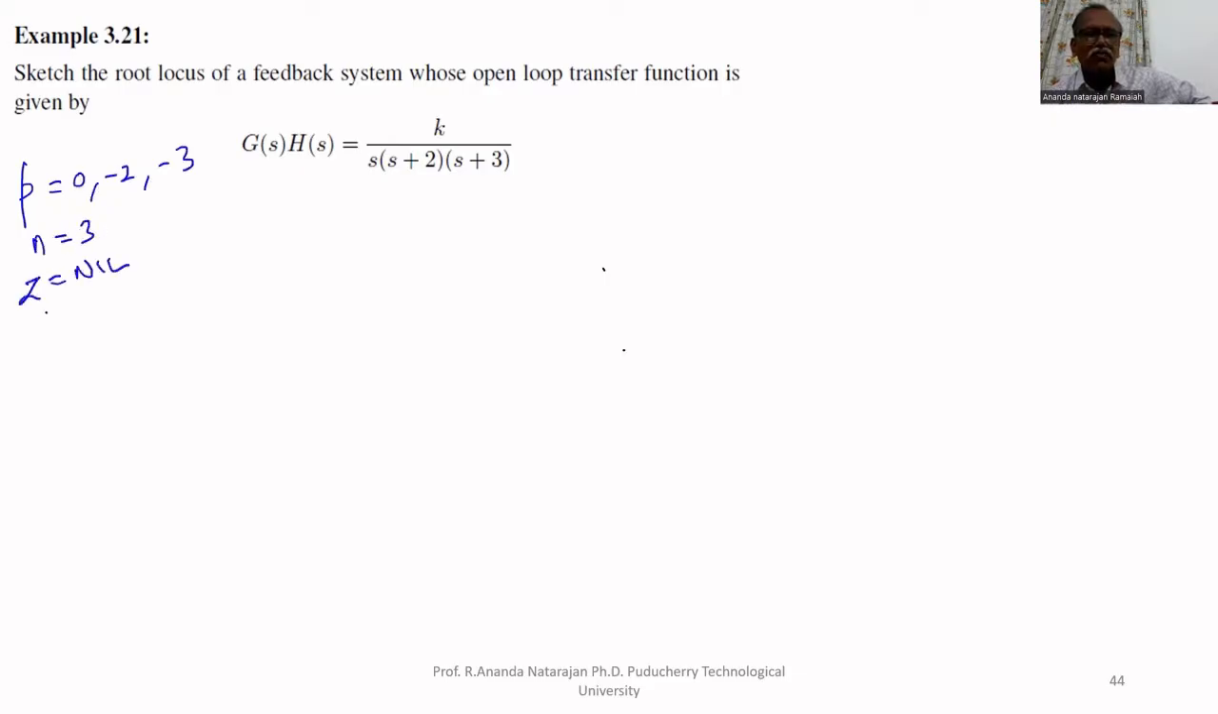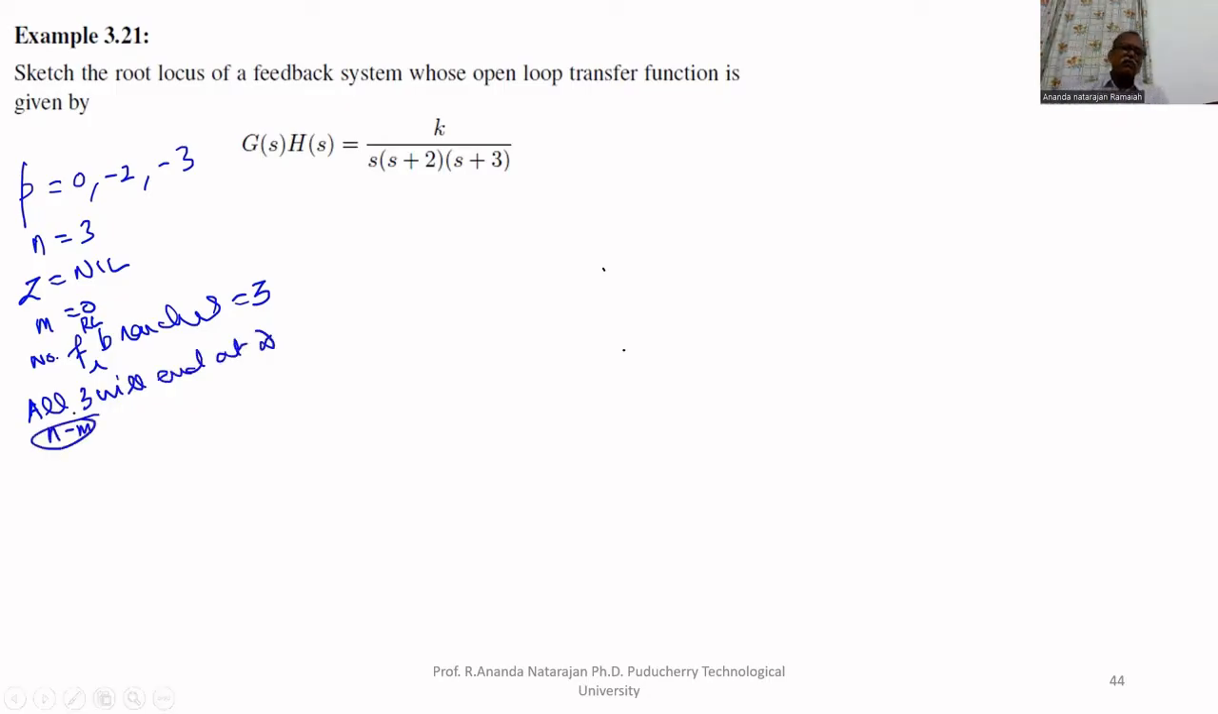Zeros nil. Therefore, m equal to 0. Therefore, the number of root locus branches equal to 3. How many will end at infinity? All 3 will end at infinity because n minus m branches will end at infinity. M equals 0. Therefore, all 3 will end at infinity.